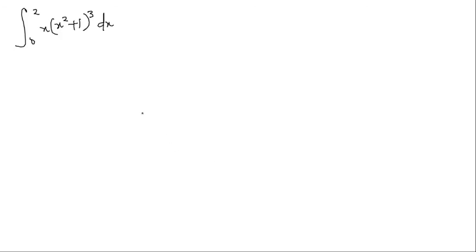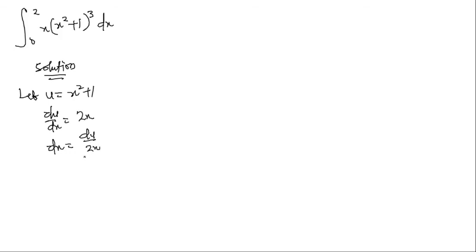Alright, so welcome back, provided you paused the video and went to solve the question. So we have the solution. First of all, we say let u be x squared plus 1. So if we differentiate u with respect to x, we are going to get 2x. So as usual, we make dx the subject, we get du on 2x. Right, so now that we have this, we can write our integral as x into bracket u raised to the power 3 dx.